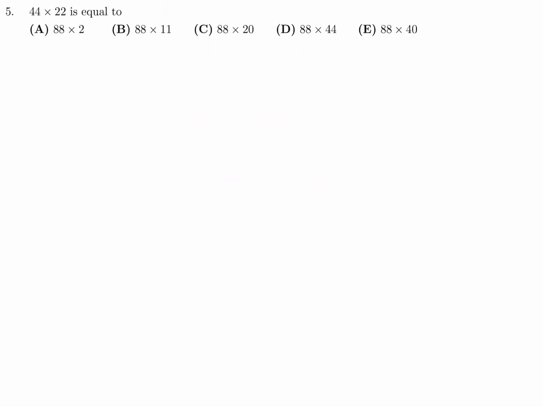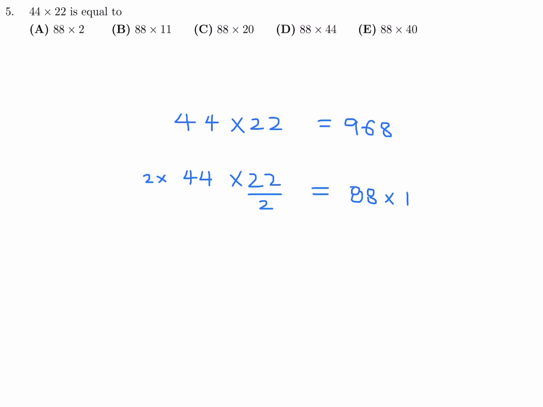44 times 22 is equal to 44 times 22. Well, you can do it the long way, which is multiplying it all out, which is 968, and then sort of calculating each one of these. Or what you can quickly recognize is that if I multiply this by 2 and then divide this by 2, I've essentially not changed the number, and 2 times 44 is 88, and 22 divided by 2 is 11. And that's exactly what this is. So number 5, the answer is B.